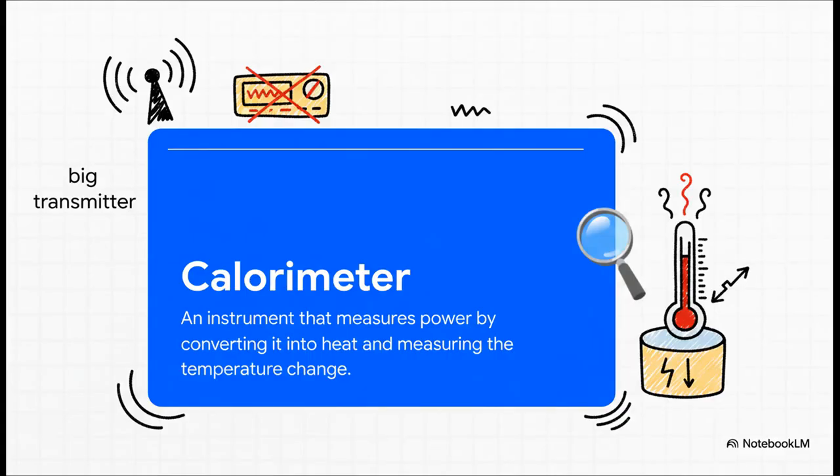But what if you're dealing with a ton of power? I mean, like the output of a huge radio transmitter. A regular watt meter might not be able to handle it. For the really big jobs, we need a different and way more accurate method, and that's where the calorimeter comes in. The principle is brilliant. Just convert all that electrical energy into heat and then measure the heat.